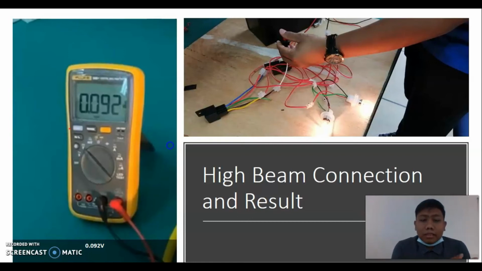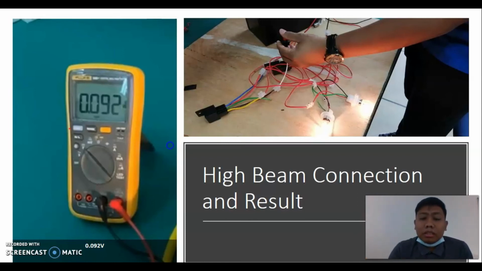Earlier my friend already explained the components and result for the low beam connection. So now I will explain the high beam connection and the result. So as above for the component and feature, you can see how we construct the high beam connection, same like the low beam connection. We just put in the switch for changing from low beam to high beam connection.